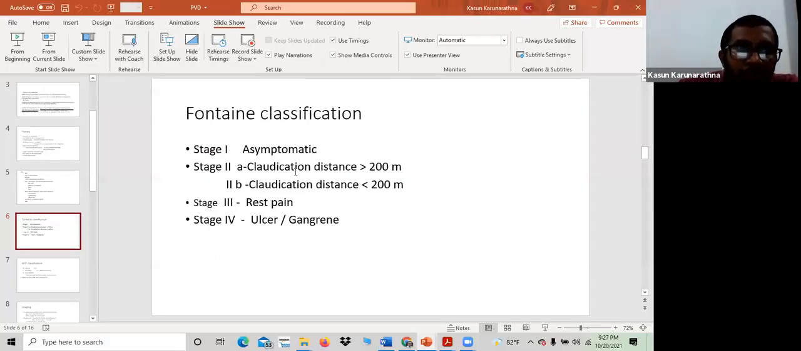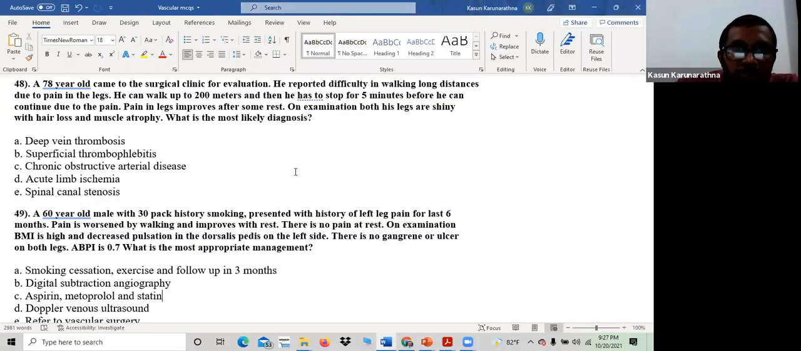Then coming back to this question, what is the stage of the disease in this patient? The patient is having intermittent claudication with claudication distance of 200 meters. It's either 2A or 2B. We can't differentiate clearly. Right?